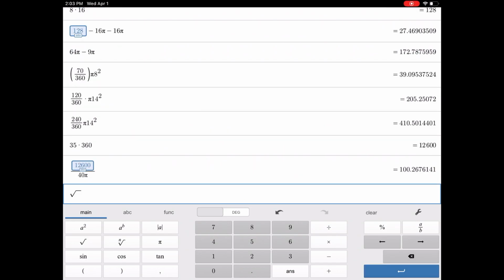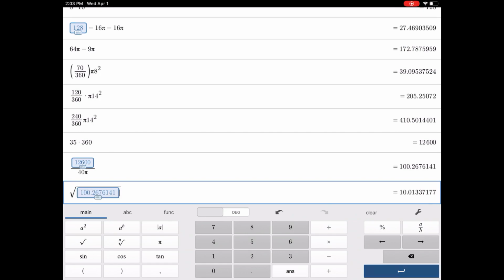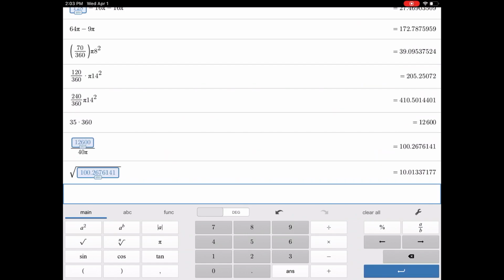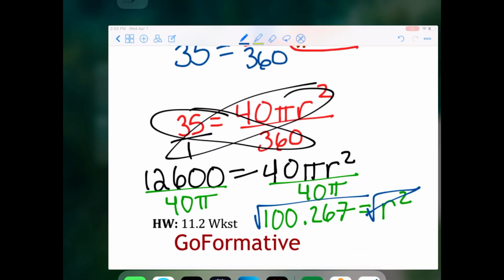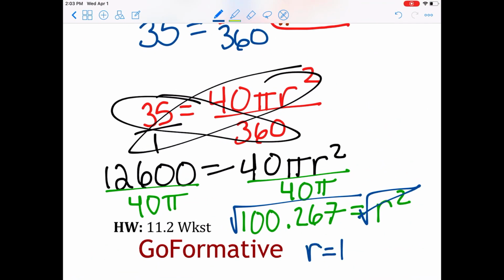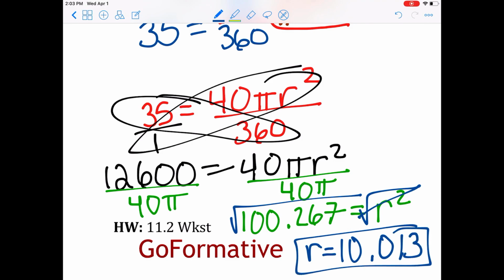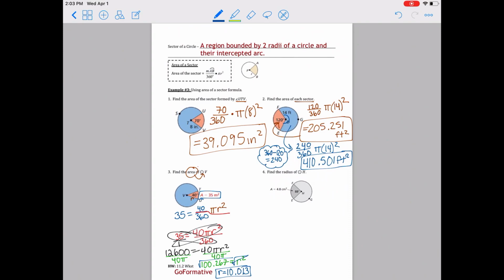So square root, and then I'm going to put the answer in there. So we get 10.013. So r is equal to 10.013. So that's our radius. So that was a lot of work right there. Now we do still have to find that area.